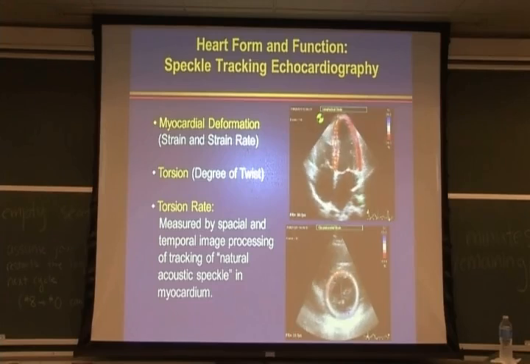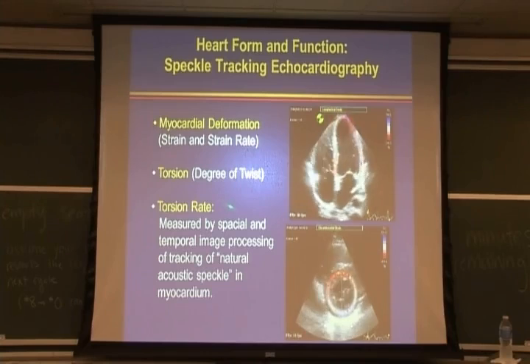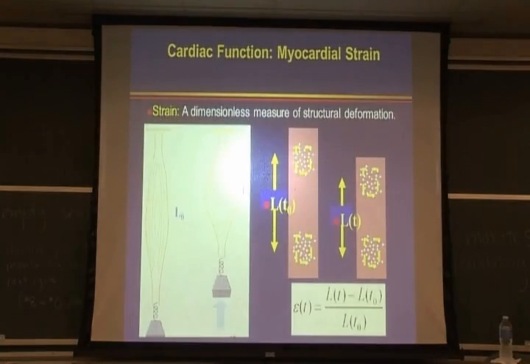So here is speckle tracking in a four-chamber view of the heart, where we are seeing the left and right atria, and left and right ventricle. Here is the outline where the speckle has been tracked, and it has provided deformation. It can also provide the torsion, the degree of twist of the myocardial ventricle, and torsion rate. Deformation is the one area we have delved into, and we would like to elaborate on that.